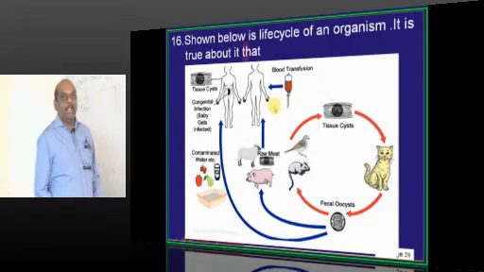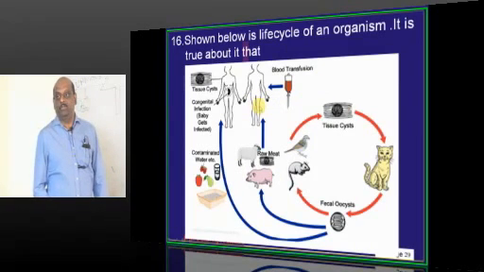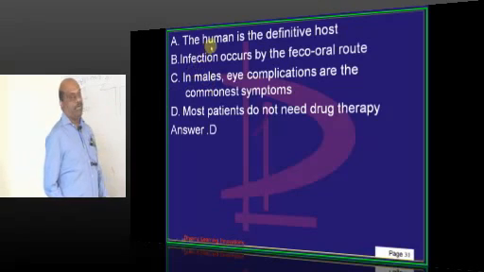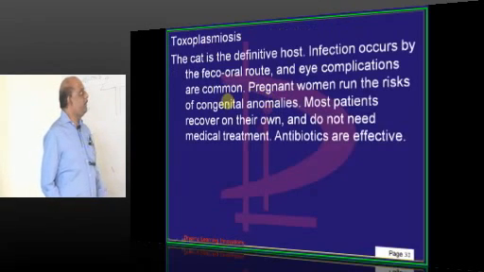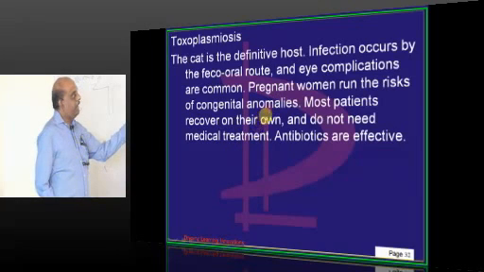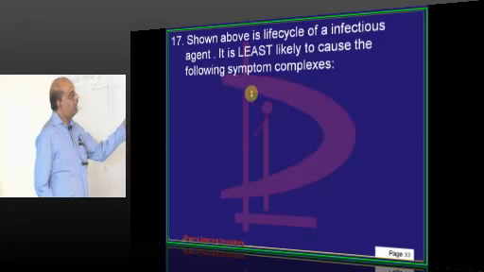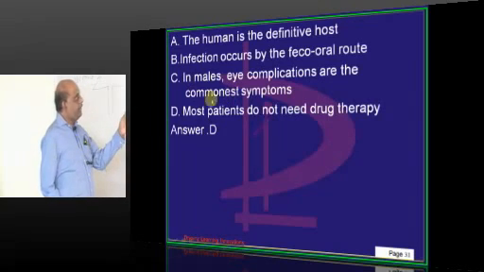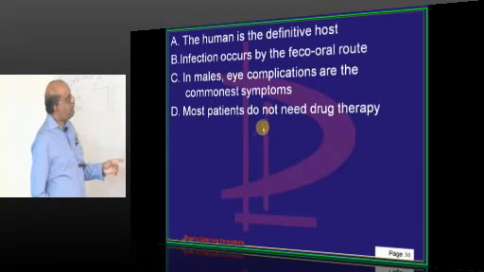Okay, you have been shown a life cycle. What is this life cycle of? Toxoplasma. And in the toxoplasma's life cycle, who is the definitive host where sexual function occurs? It is not the human. Cat is considered to be the definitive host.